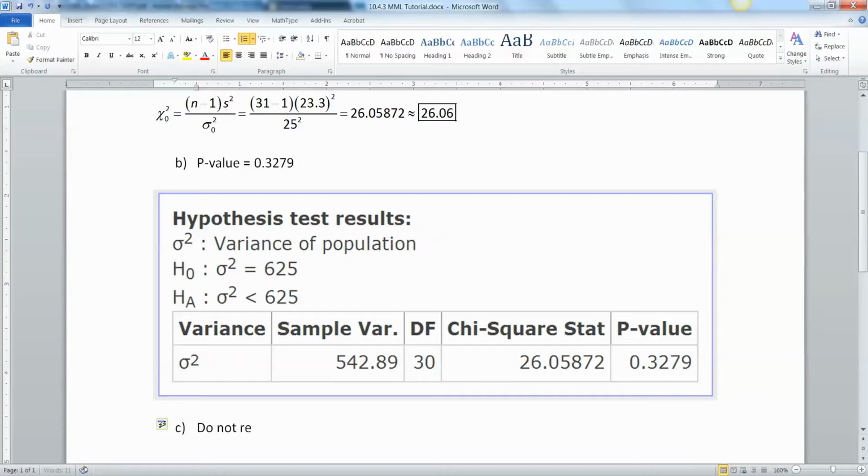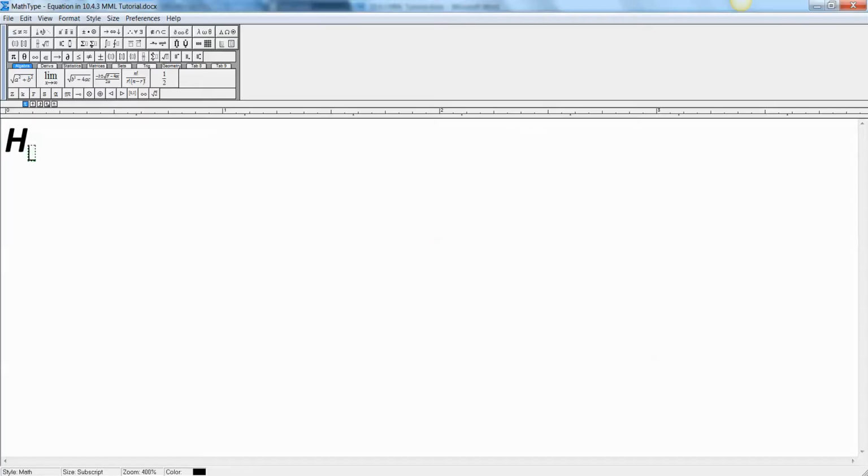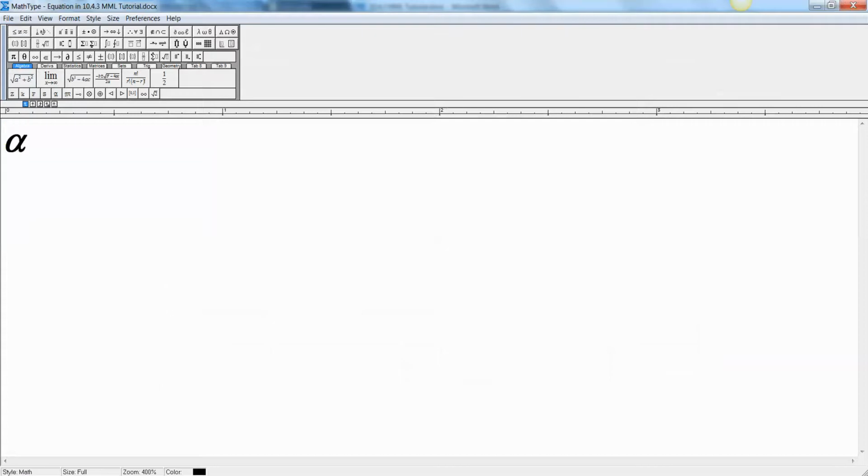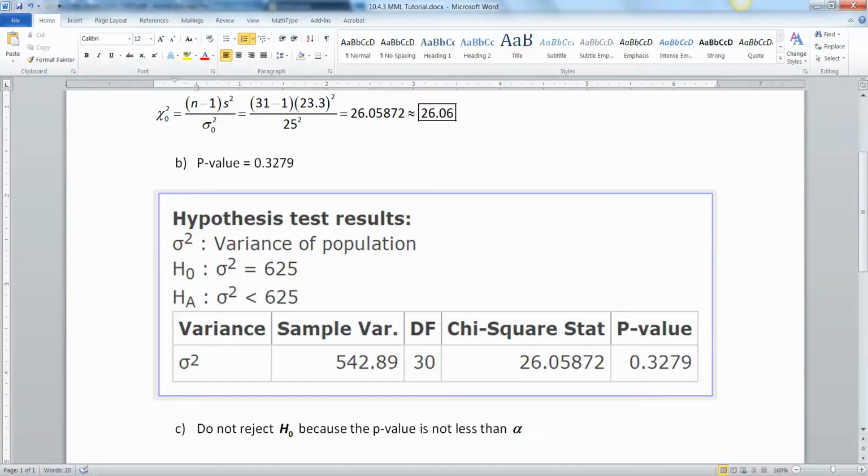Do not reject H0, the null hypothesis, because the p-value is not less than alpha, right? You reject when your p-value is low. That's it, the end. When you have a probability that is low, you're going to reject the null hypothesis because that probability is saying, nah, I don't think this was random chance. I think something fishy was going on. There's nothing fishy going on in this problem with that high of a p-value. All right, so I hope that helps.